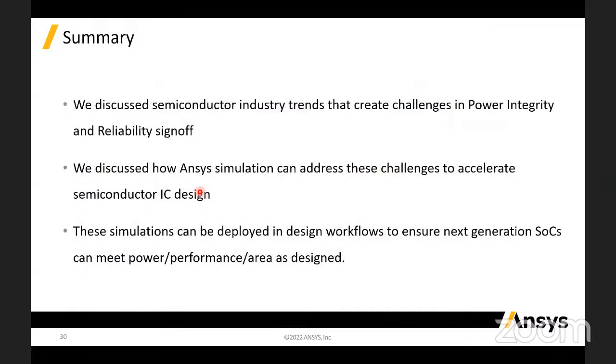Ladies and gentlemen, that is the end of my presentation today. To sum up, these are the main points that we covered in the session. We discussed the semiconductor industry trends that create challenges in power integrity, in power efficiency, and in reliability sign-off. We discussed how Ansys simulation can address these challenges to accelerate semiconductor IC design. We discussed how these simulations can be deployed in design workflows to ensure that the next generation SoCs can meet the power performance area as designed.